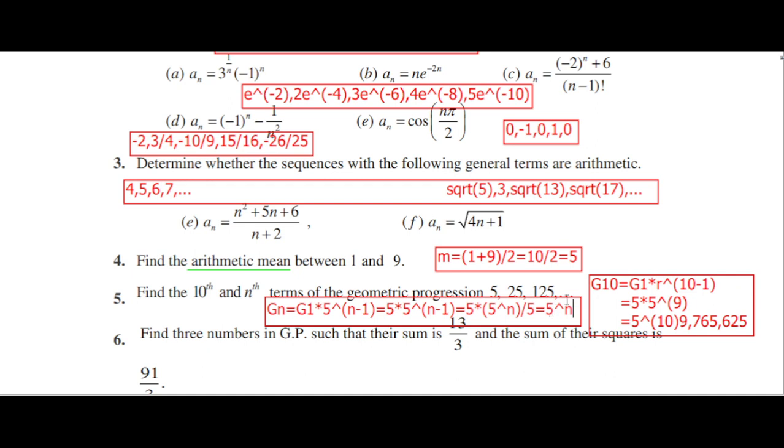So let's stop it here. Today's topic, let's stop it here.